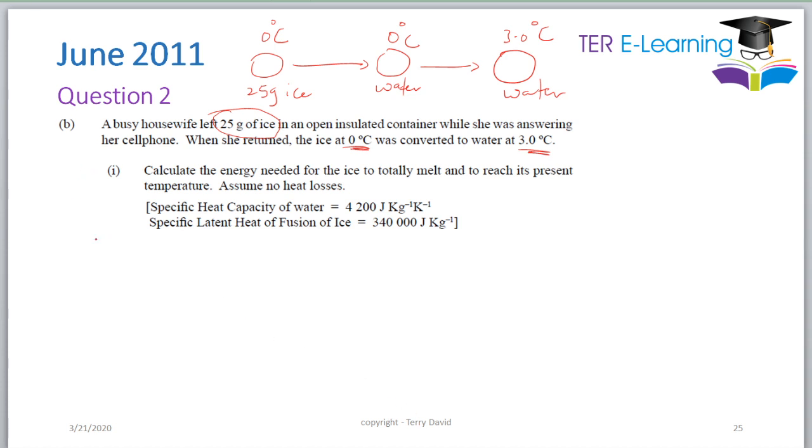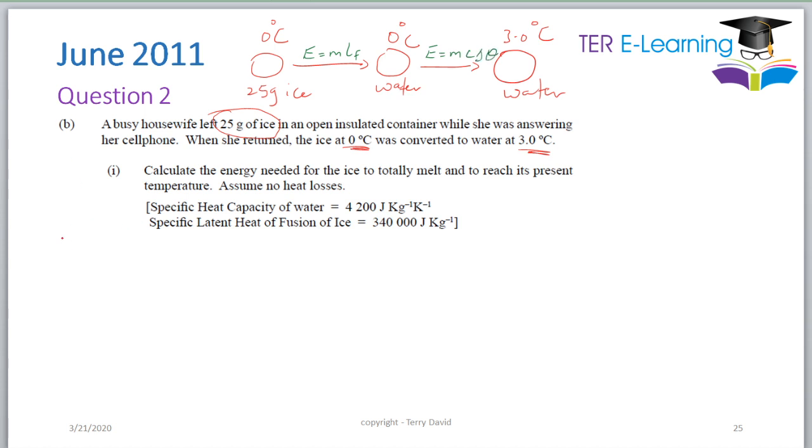Just like we did with the previous question concerning heating of a substance, the first thing we need to do is to melt the ice, right? Which is at 0 degrees. We need to melt the ice at 0 degrees, so we're going to be using E equals mLf for this first one. And then we have water at 0 degrees, and we're going to raise the temperature to 3 degrees Celsius. So we're going to use E equals mc delta theta in this case here.